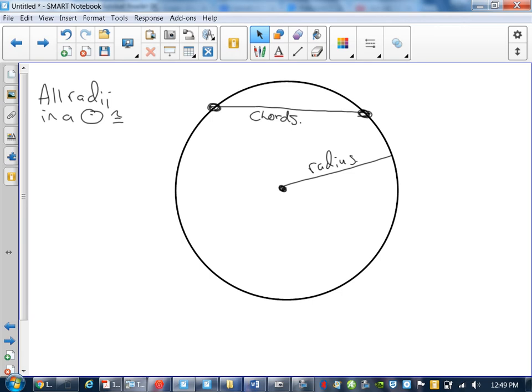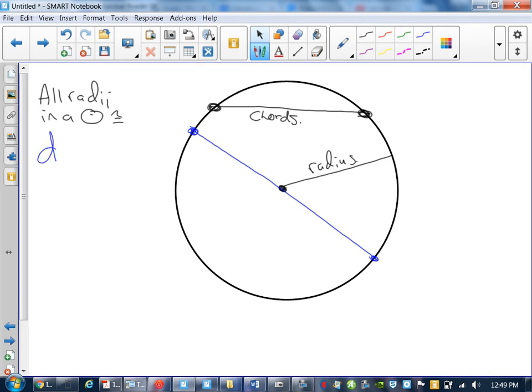The most famous chord of them all is the diameter. The diameter cuts a circle in half. Okay? A diameter cuts a circle in half. It still is a chord because it's got endpoints on the circle.